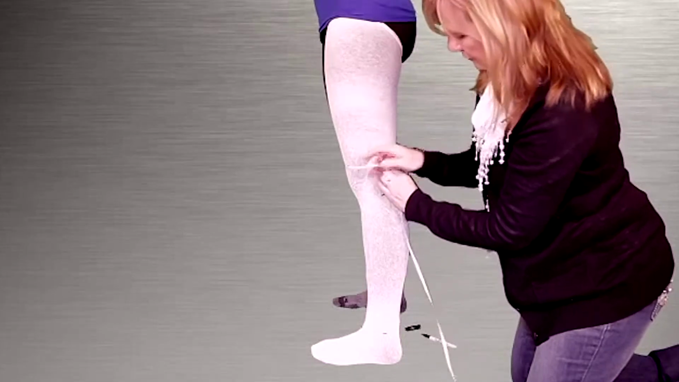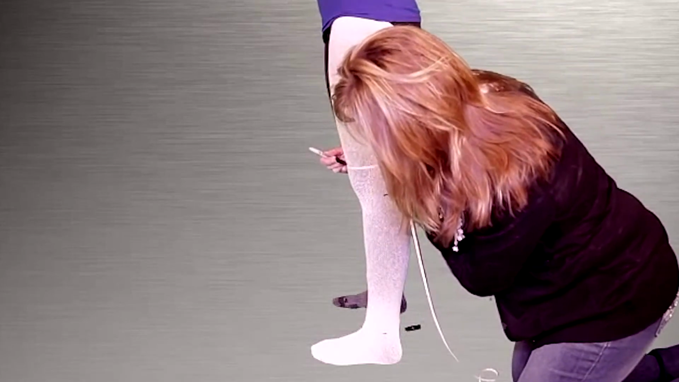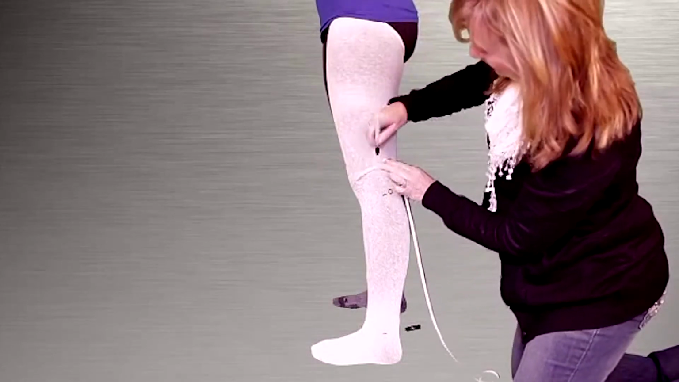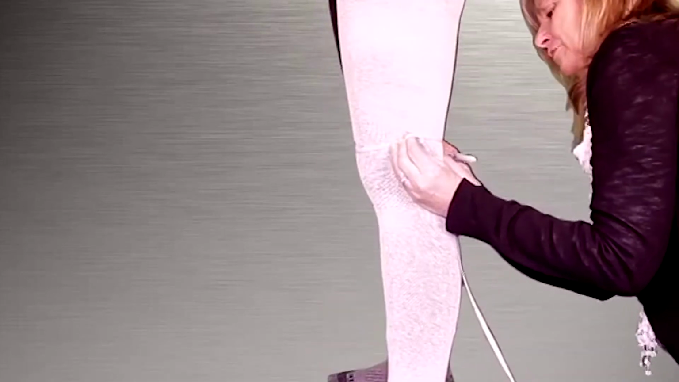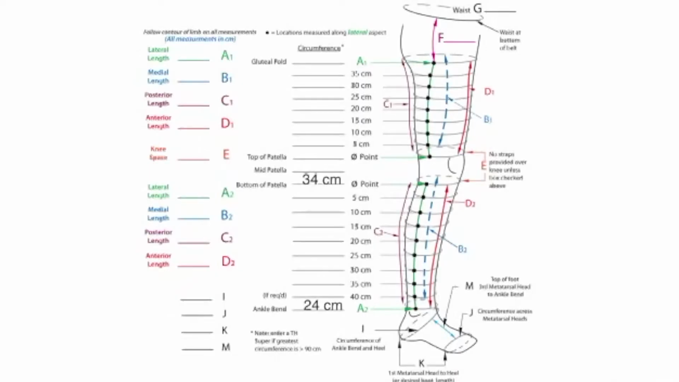Next, encircle the leg with the bottom edge of the tape measure aligned with the top of patella. Mark leg at this edge of the tape at the anterior, lateral, posterior, and medial aspects, and record the circumference on the line labeled top of patella 0 point.